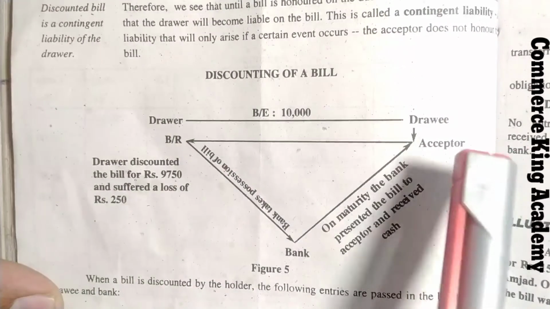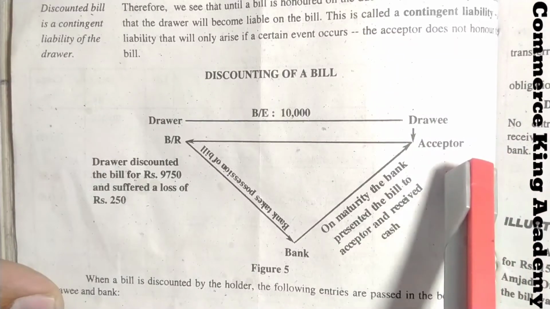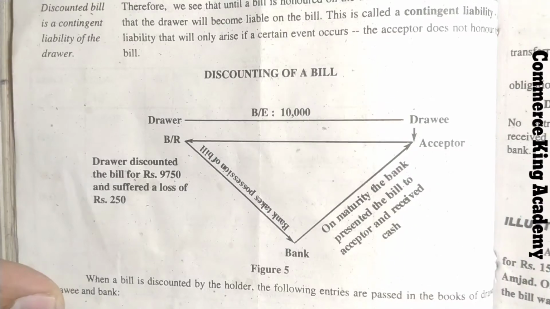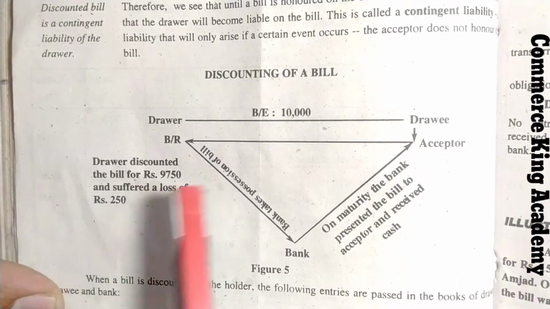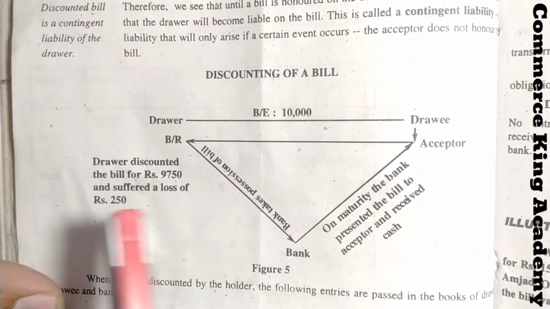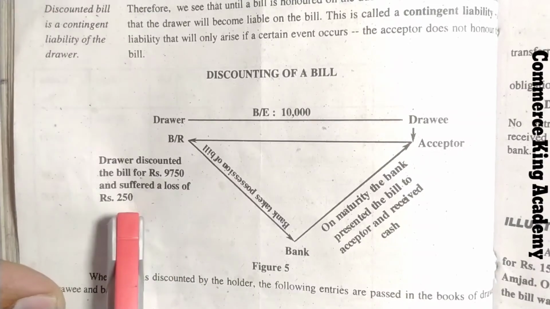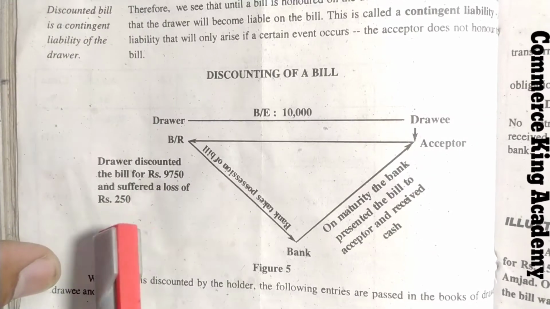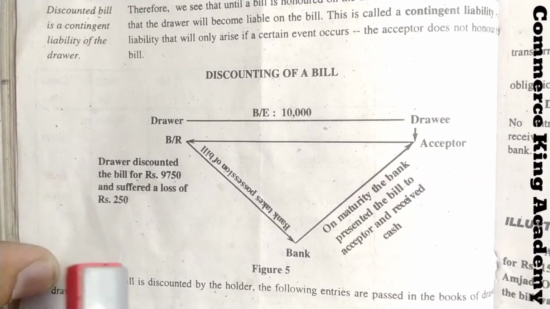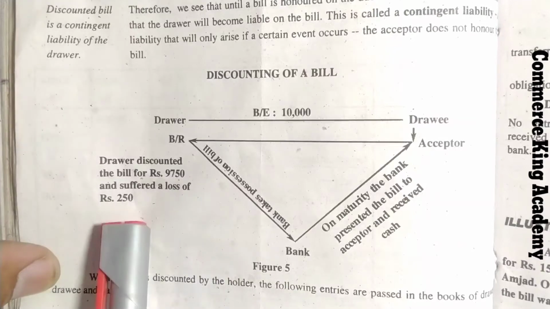When, on the other hand, the bills payable come into existence for the drawer in a future date. After that, the drawer discounted the bill for rupees 9,750 and suffered a loss of 250. Listen carefully, 250 is a loss for the drawer. On the other hand, it will be a profit for the bank as a discount rate or interest rate.